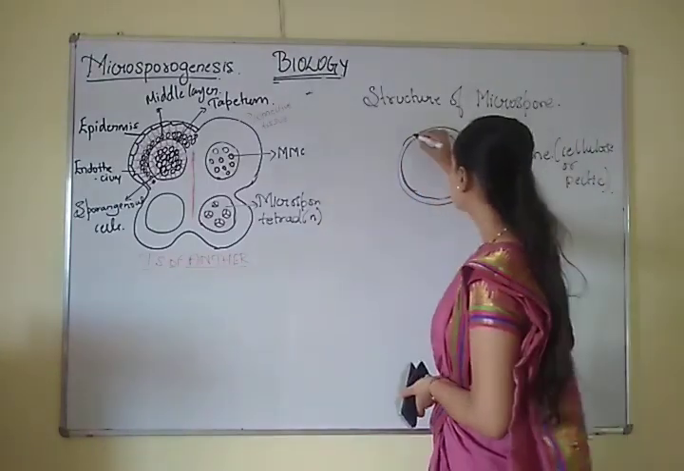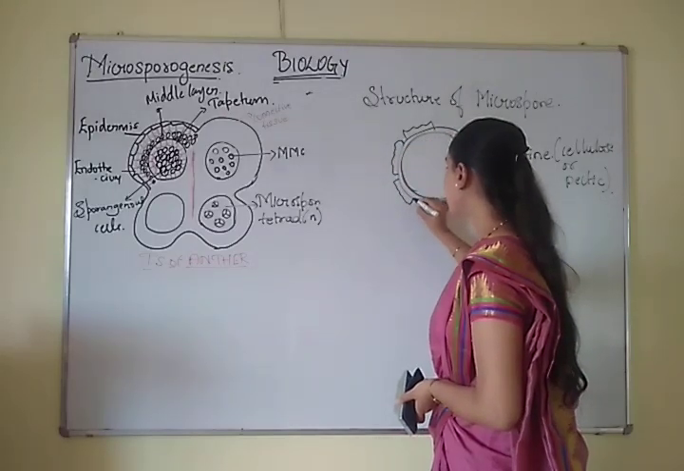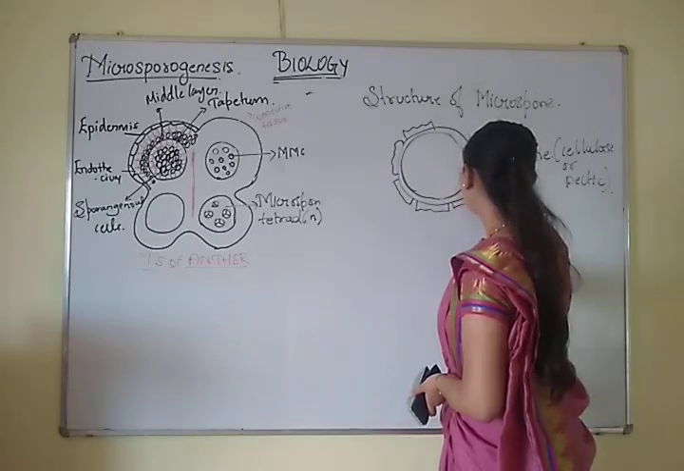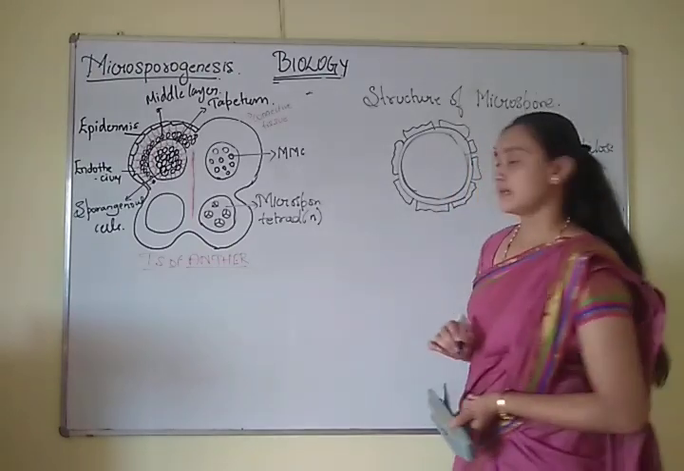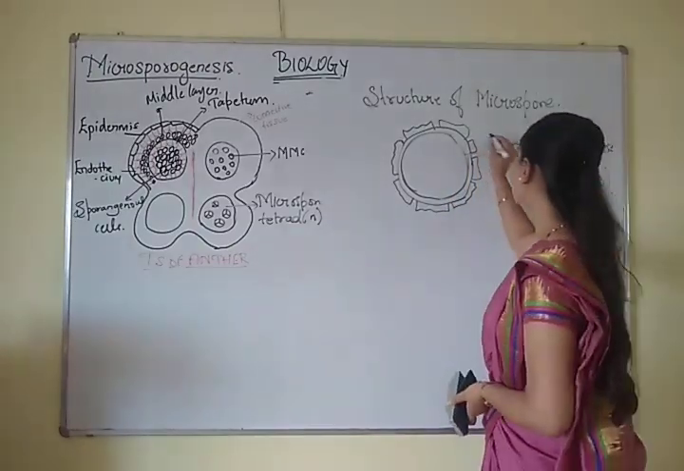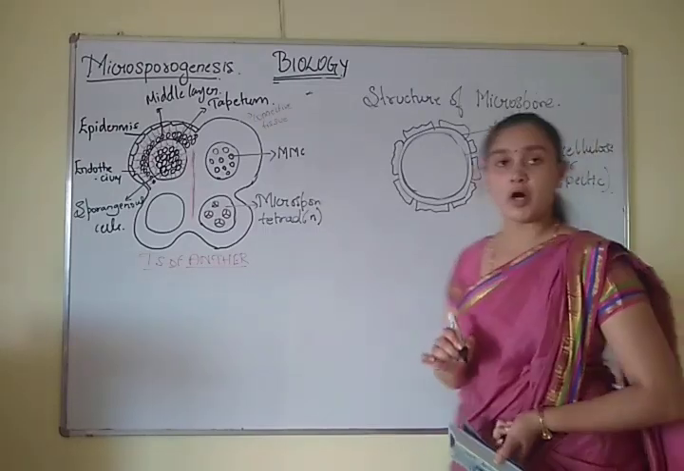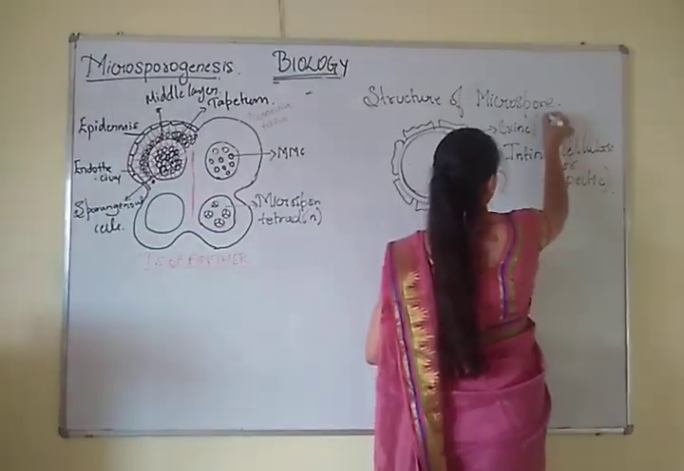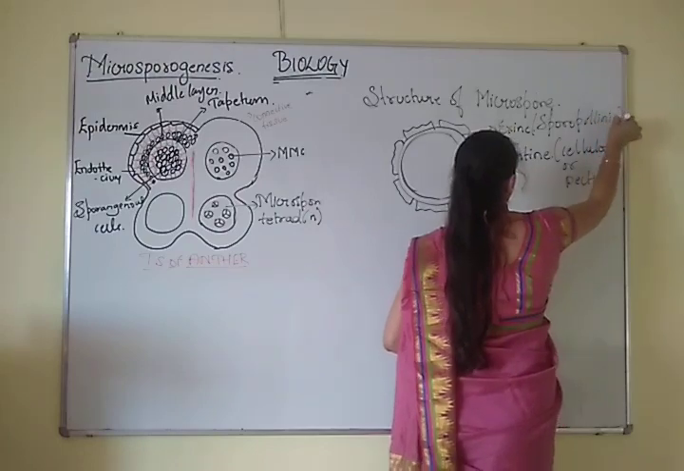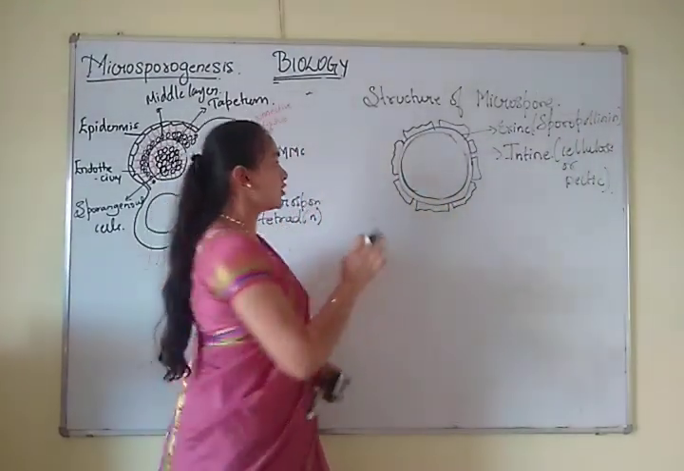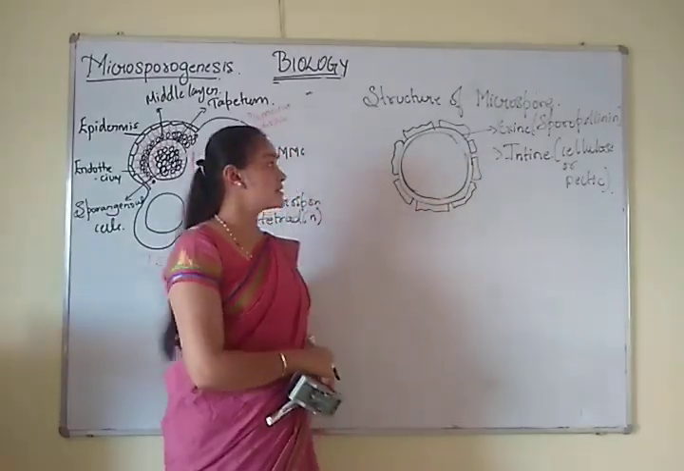The exine has some thickening, so we can see some sort of thickening in the exine. This exine is made up of sporopollenin. Here we can see that inside this microspore there is cytoplasm.